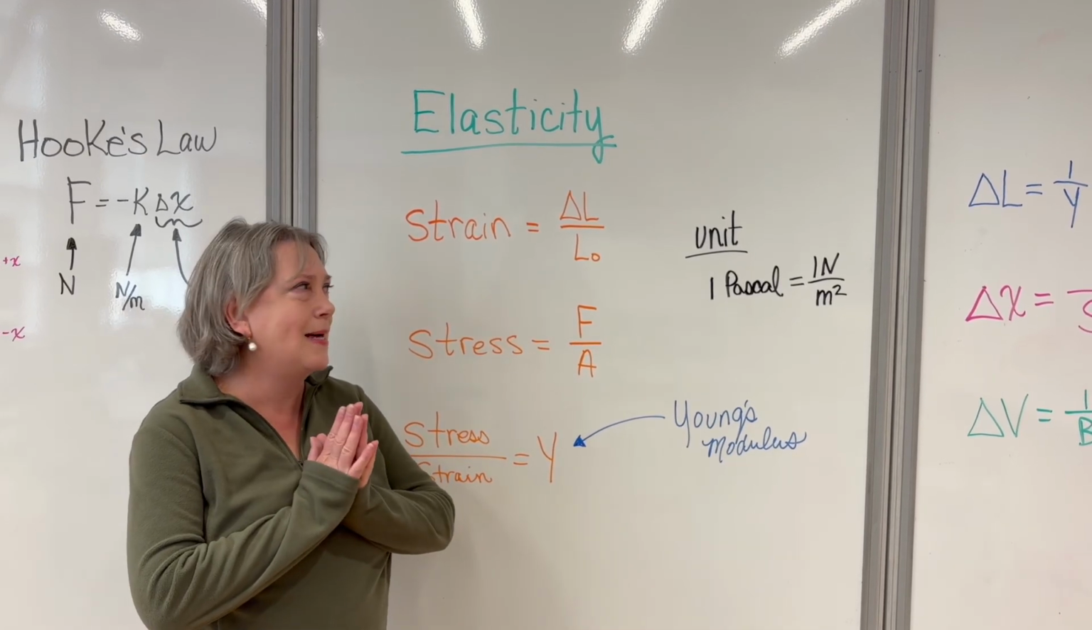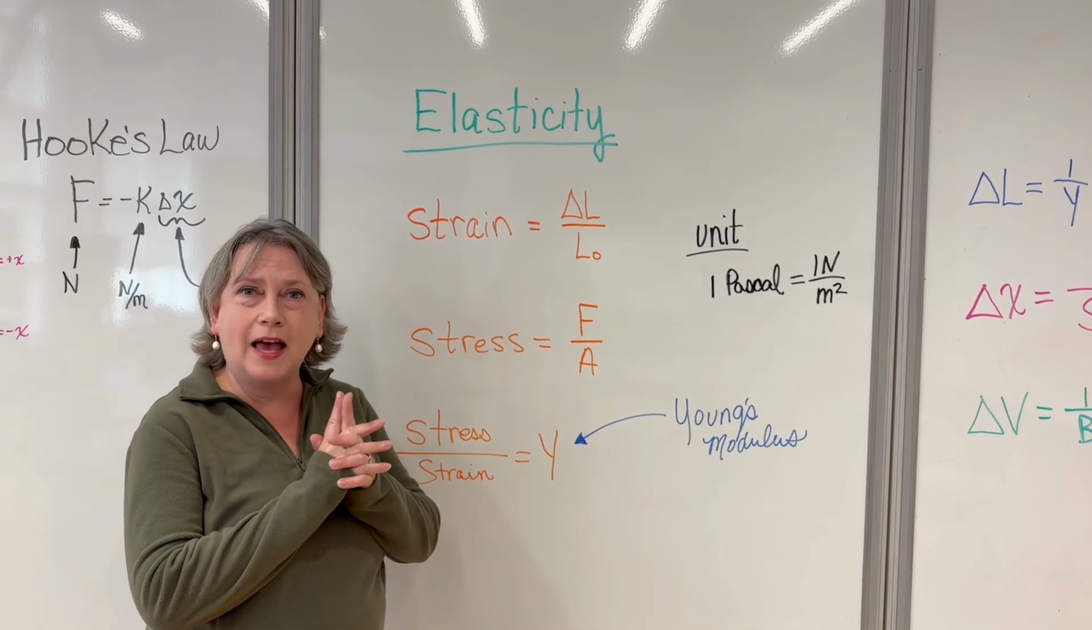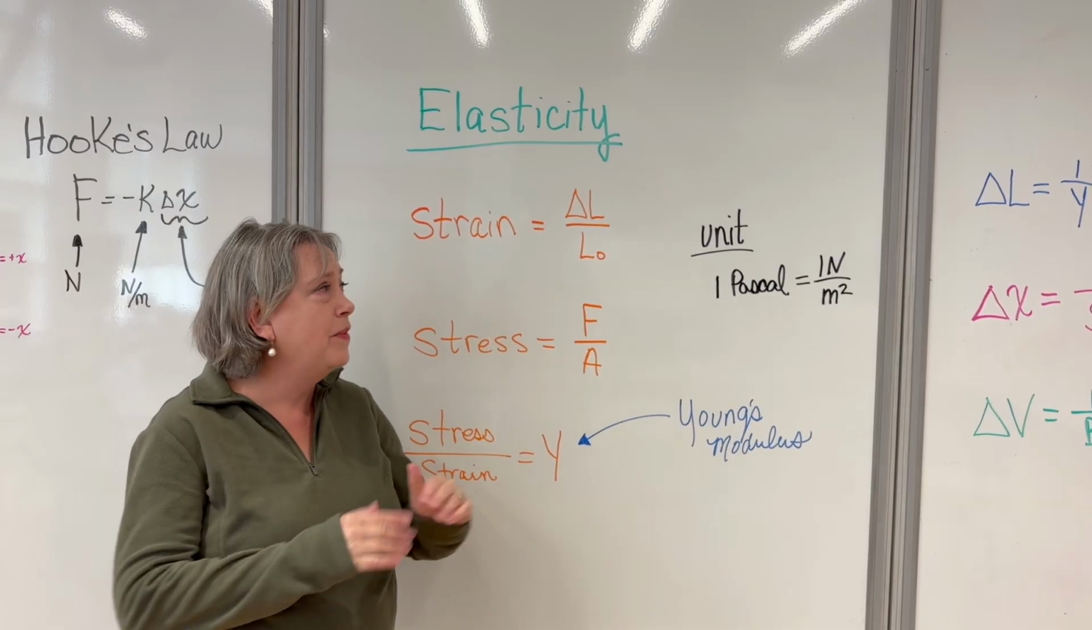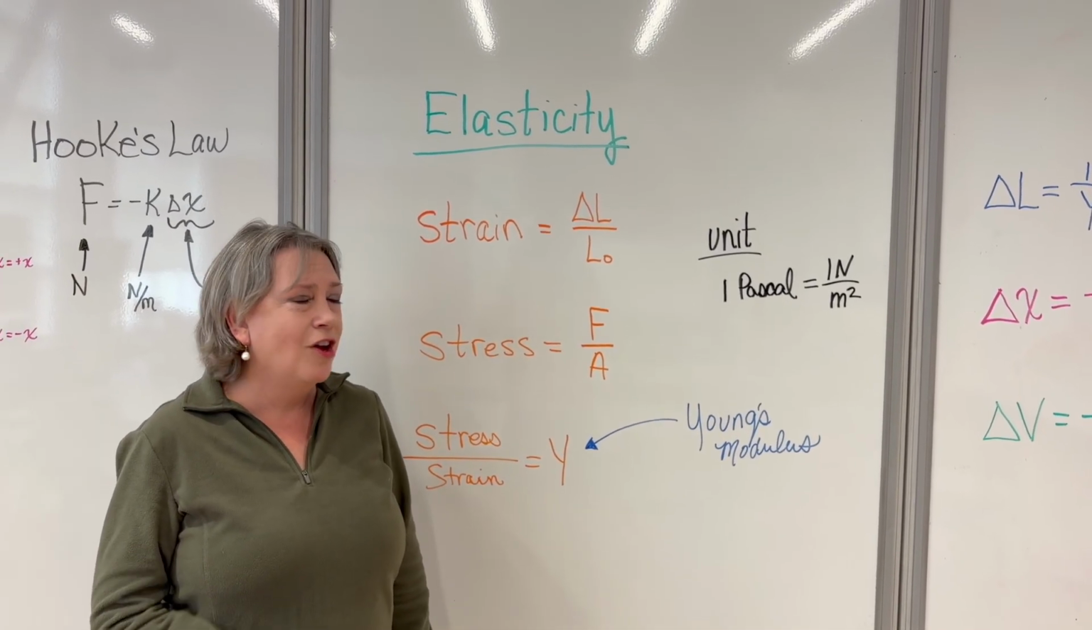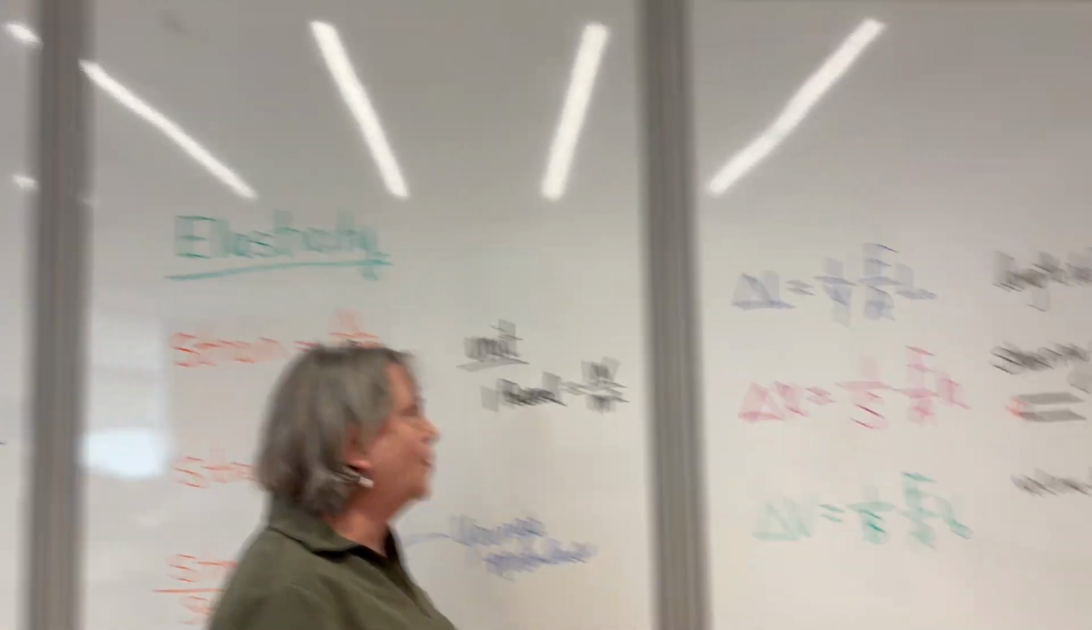Quick side note, we do have a new unit. That is a Pascal. A Pascal is the SI unit for pressure, and it is a Newton divided by a meter squared. All right, so let's look at the specialized equations.